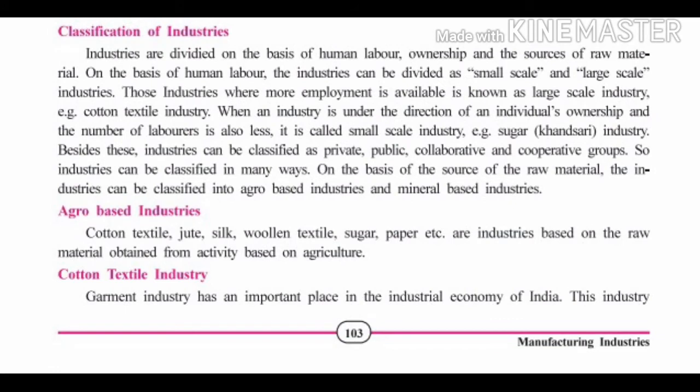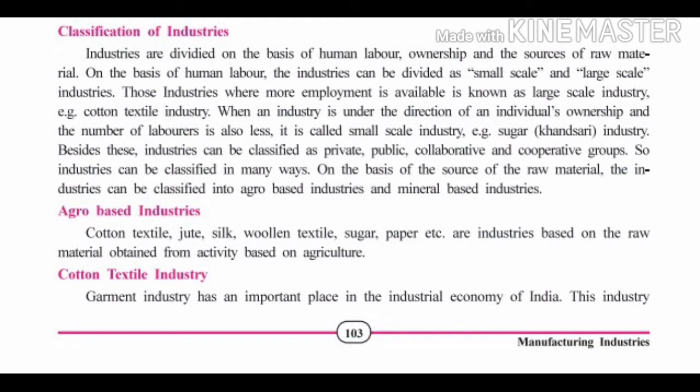Let us learn the classification of industries. Let me tell you in detail. The industries are classified on the basis of the number of laborers, ownership and sources of raw material. First, on the basis of the number of laborers, industries are divided into two groups, large scale industries and small scale industries.